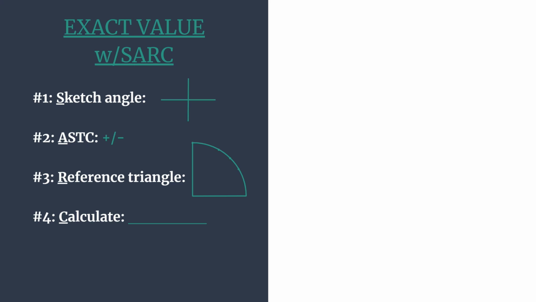S will sketch our angle, A will use A.S.T.C to decide the final sign of our exact value, is it positive or negative. The R will find our reference angle and then the special right triangle and coordinates that correspond to that angle. And then C will calculate our trig ratio.